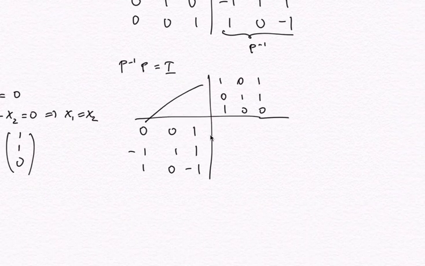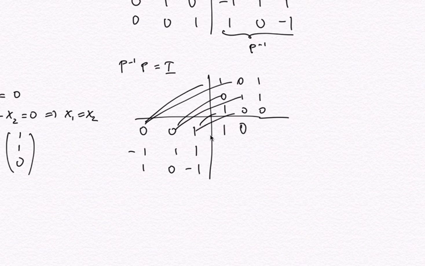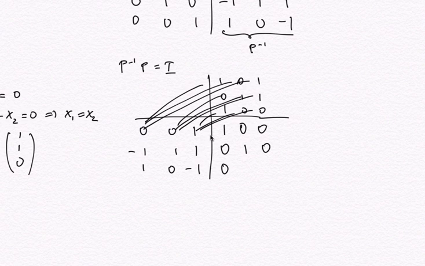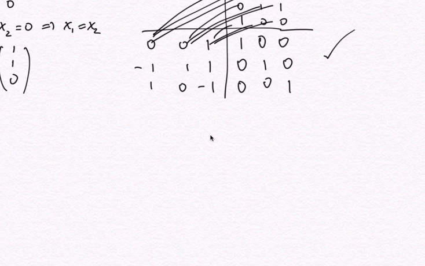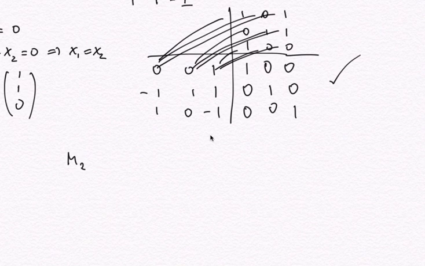Okay. 0 times 1 plus 0 times 0 plus 1 times 1 is 1. 0 times 0 plus 0 times 1 plus 1 times 0 is 0. 0 times 1 plus 0 times 1 plus 1 times 0 is 0. And so on. Minus 1 times 1, plus 1 times 0, plus 1 times 1 is 0. Minus 1 times 0, plus 1 times 1, plus 1 times 0 is 1. Minus 1 times 1, plus 1 times 1, plus 1 times 0 is 0. 1 times 1, plus 0 times 0, plus minus 1 times 1 is 0. 1 times 0, plus 0 times 1, plus minus 1 times 0 is 0. 1 times 1, plus 0 times 1, plus minus 1 times 0 is 1. Check. Works out.